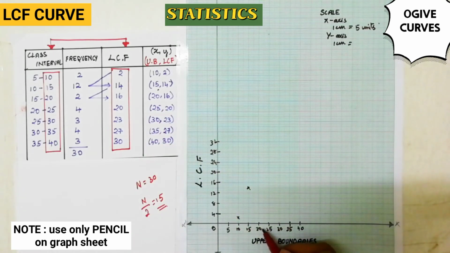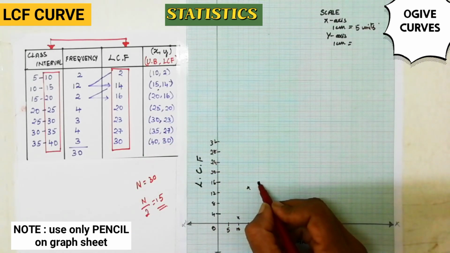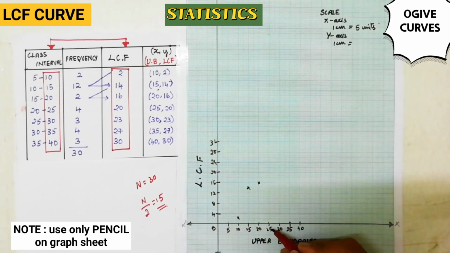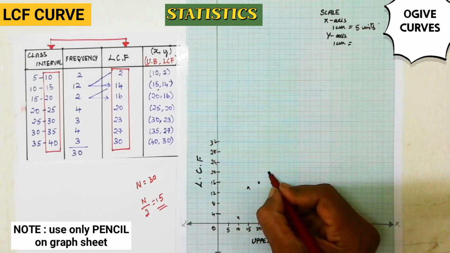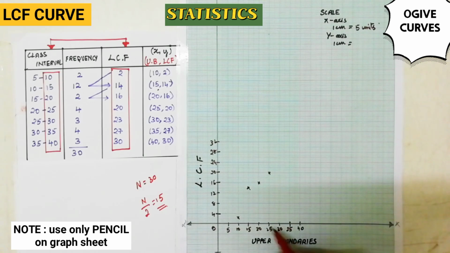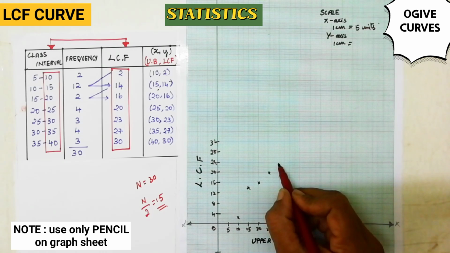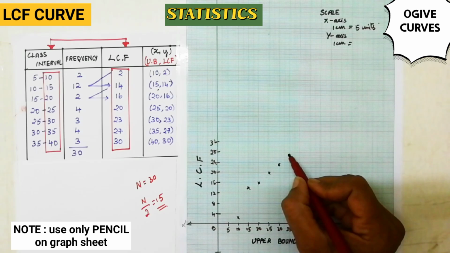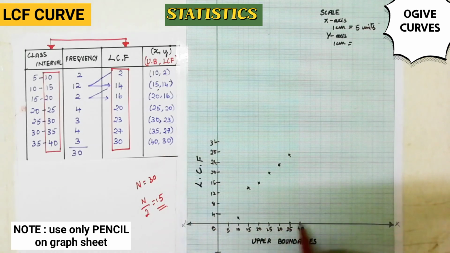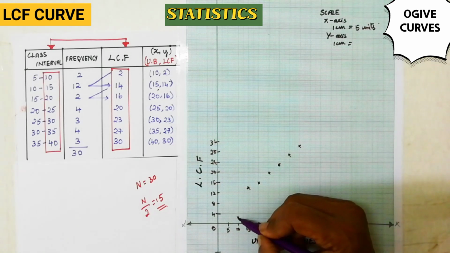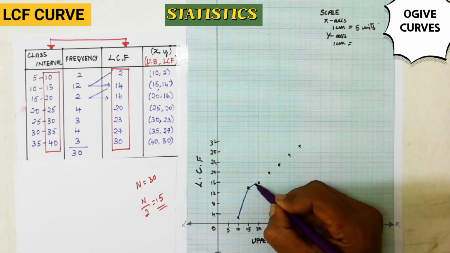Next is 20, 16. 16 is available for us. So take the point. It's very easy. 20 here, 16 here. 25, 20: 25 on the x-axis, 20 on the y-axis. Next one 30, 23. 23 is below 24. 35, 27. 27 is below 28. 40, 30. Now join all these points with a freehand curve.